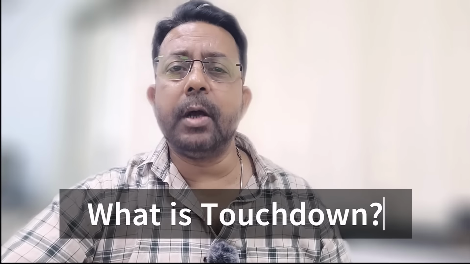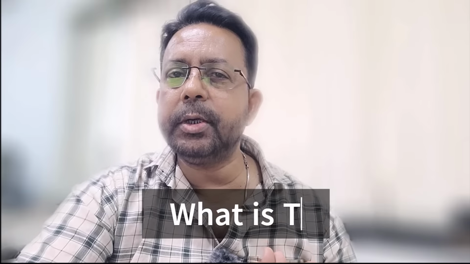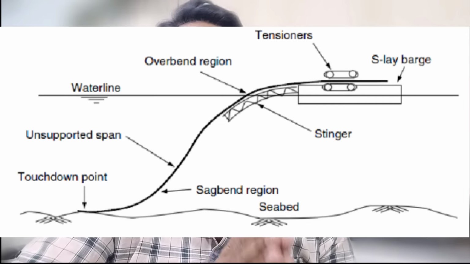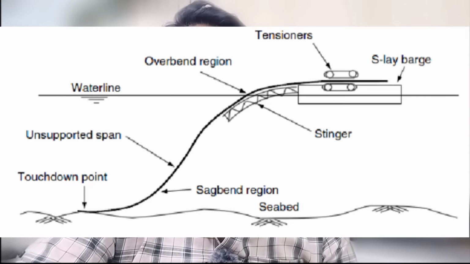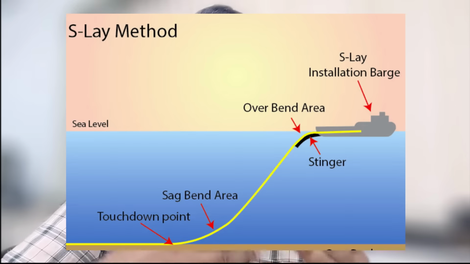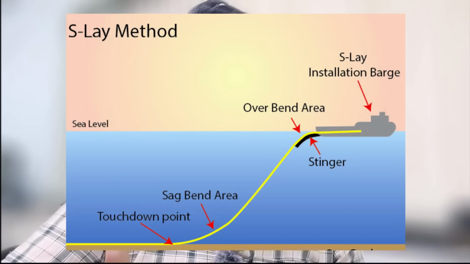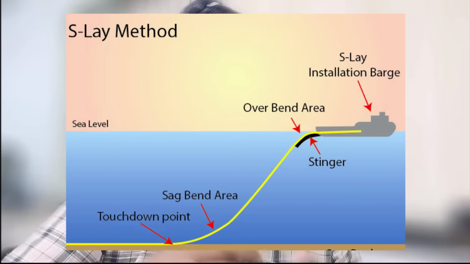Now, what is touchdown? This is the position where the pipeline that is coming out of the barge is touching down on the ground for the very first time. The horizontal distance between the barge stern and the touchdown point is very important as it defines the correct S profile of the rigid pipeline. If this S profile is not maintained properly, then the pipeline might buckle under its own weight.